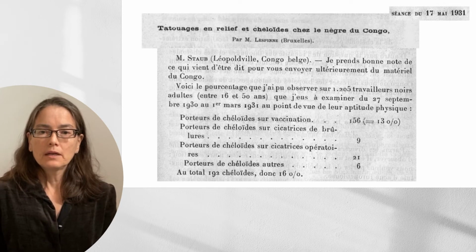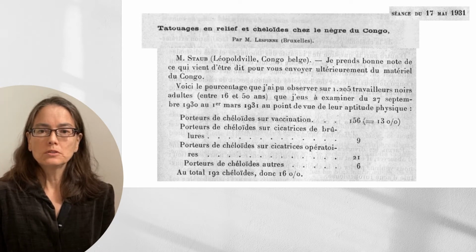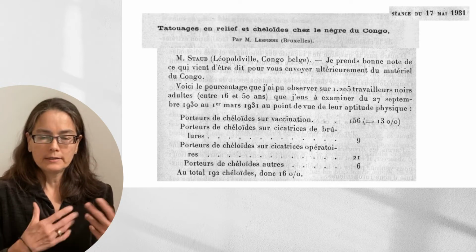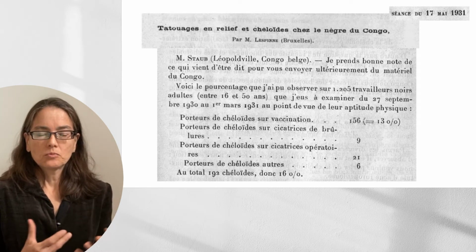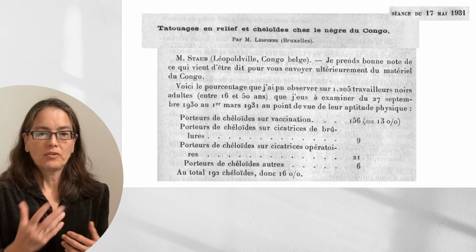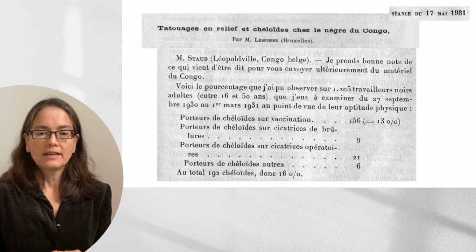Now, at the same meeting, a physician named Monsieur Lespin from Belgium gave his talk on tattoos and keloids on Africans in Congo. And during the discussion after his presentation, Monsieur Staub, also from Belgium, who was in Congo, stood up and presented some data. Now, this is like what you see at your typical meeting. Someone comes up to the podium and instead of asking a question, instead provides their own view on things and some data. As far as I can see, these data were never published and have not been peer-reviewed.